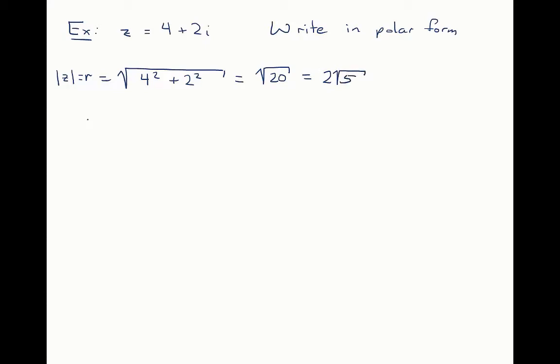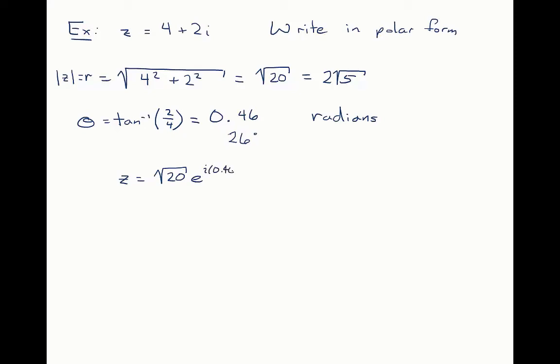Alright, then we need to find the phase. Alright, the inverse tangent of 1/2 comes out to 0.46. And this is radians. I'm pretty much always going to use radians. If you want to look at degrees, this is actually 26 degrees. Alright, so if we write this in polar form, then we have the square root of 20 times e to the i times 0.46.